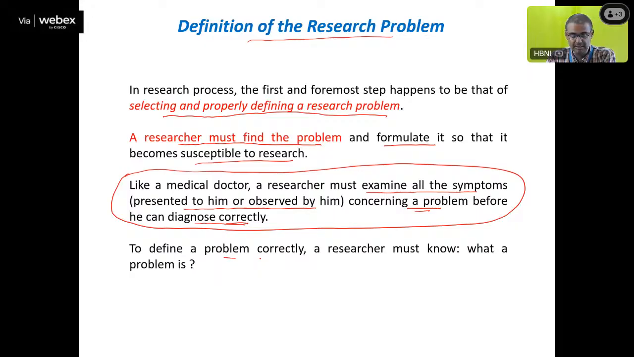To define a problem correctly, a researcher must know what a problem is. So the first criterion you have to follow is to define the problem and know what the problem is. So this is the first stage of research: define the research problem.